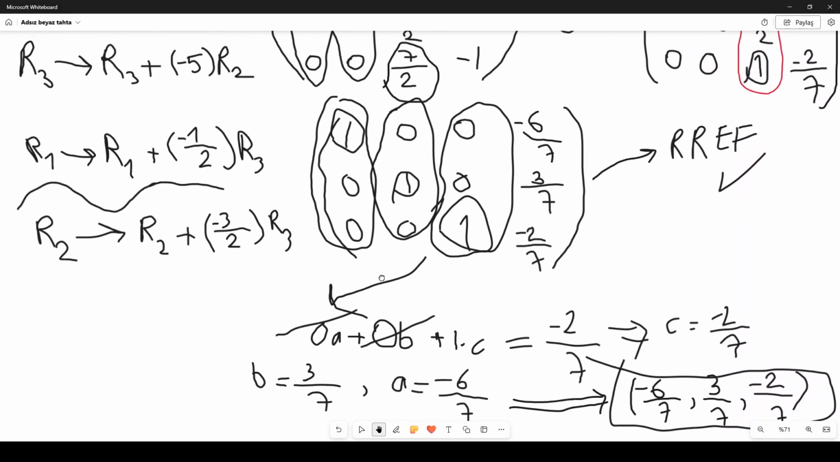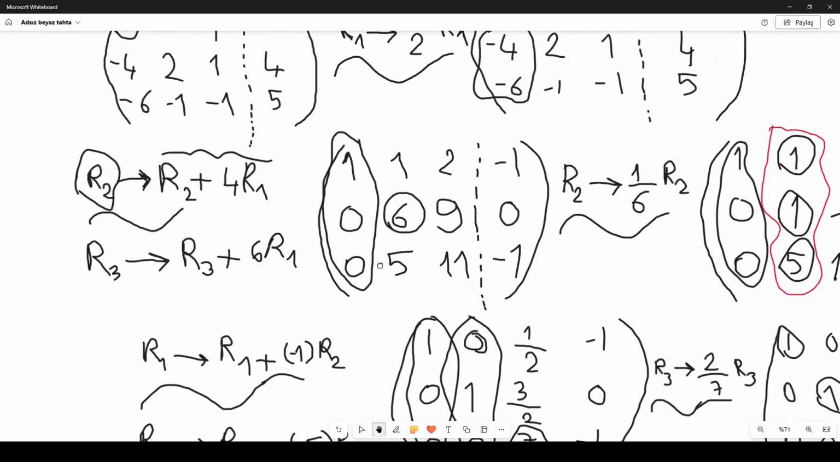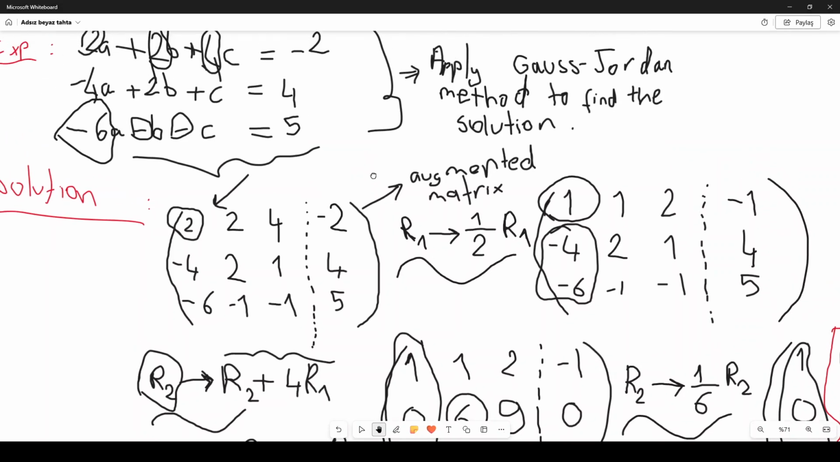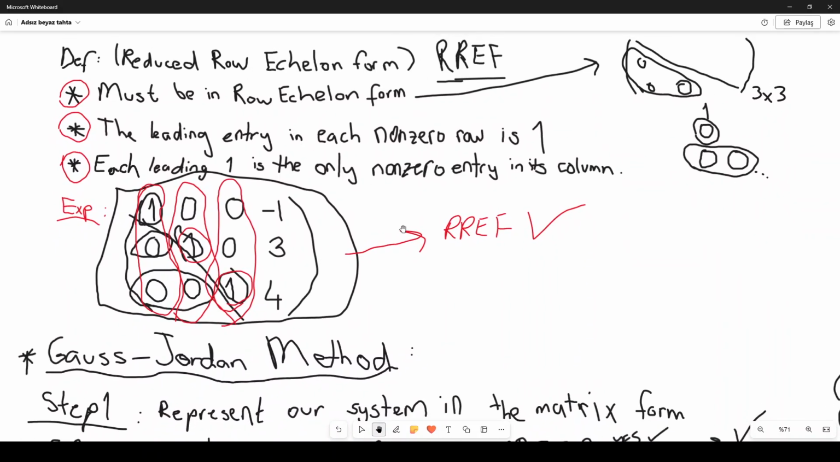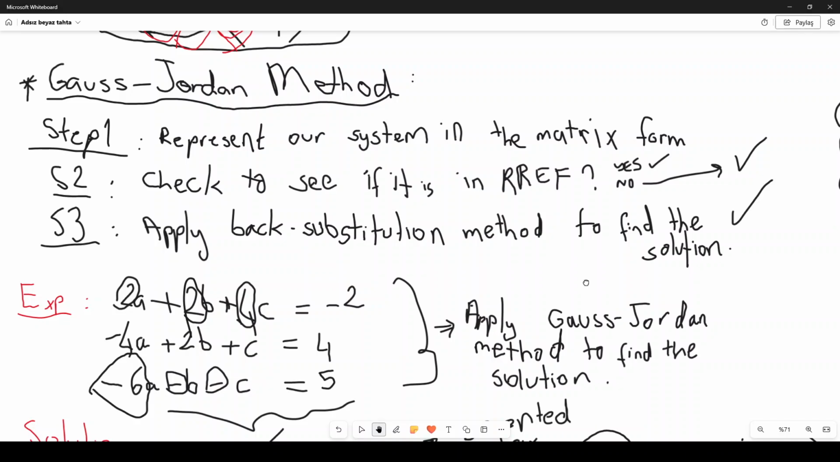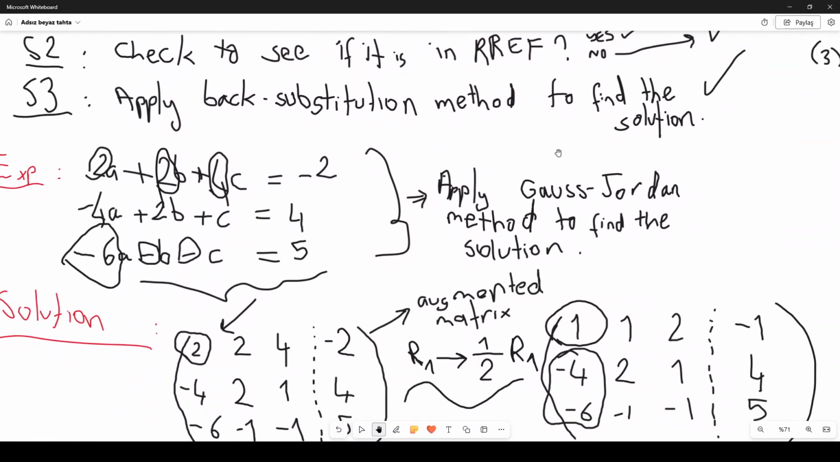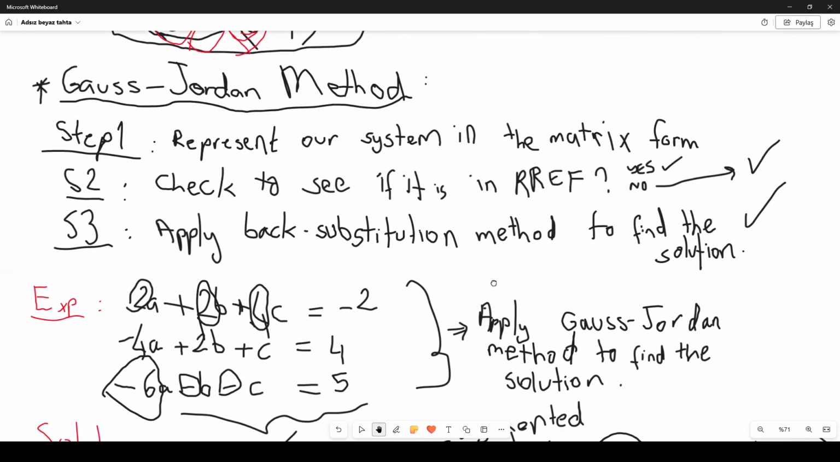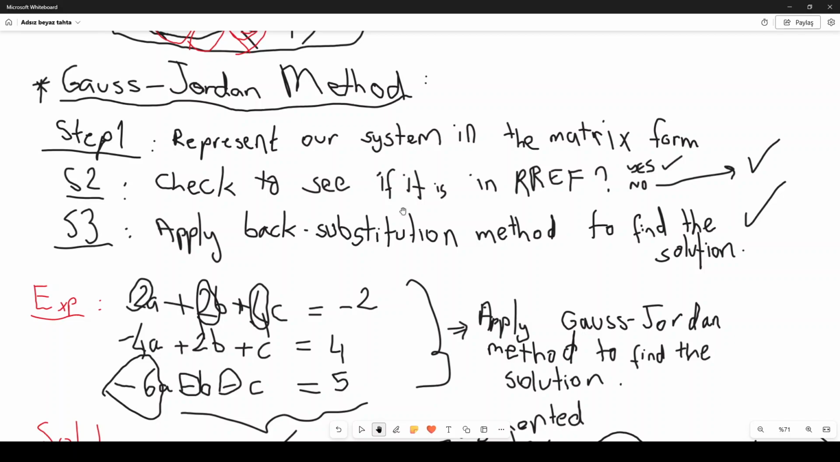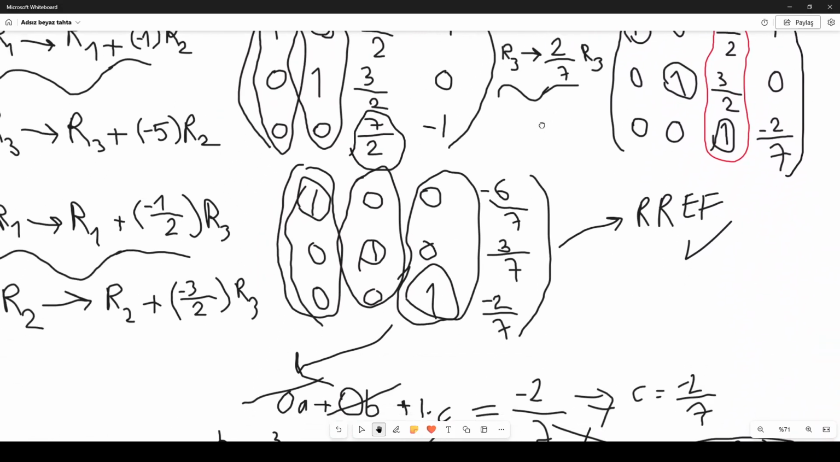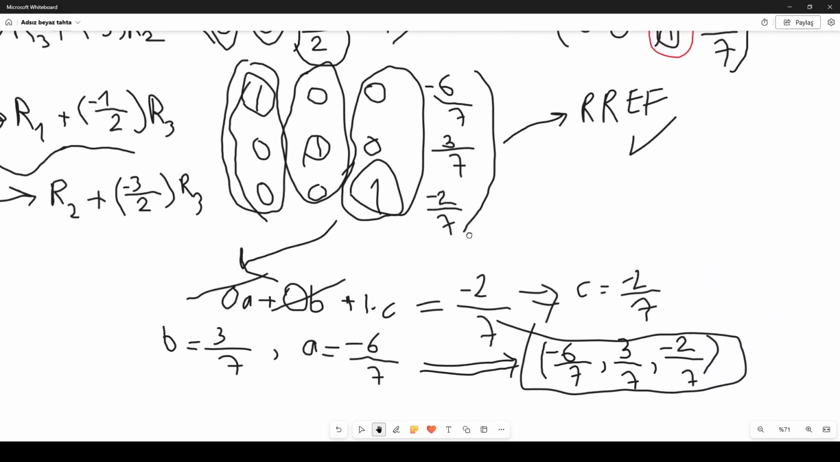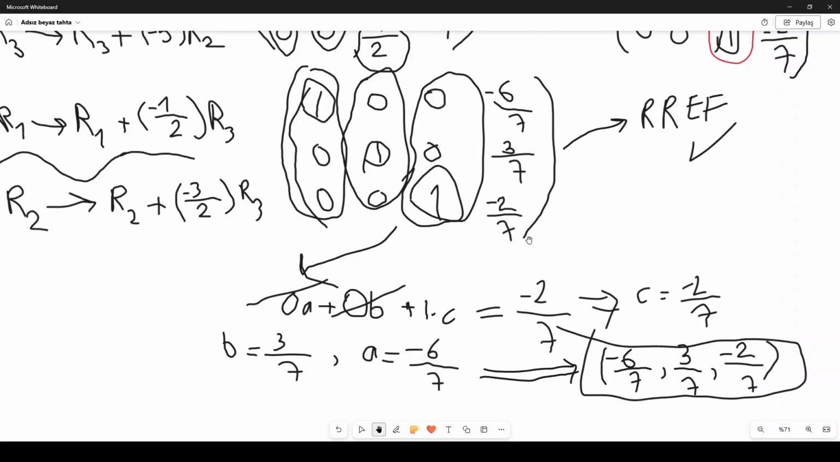Alright, so now in this lecture we learned what a reduced row echelon form is, how we can convert a matrix into reduced row echelon form if it is not in that form, and what it means to apply the Gauss-Jordan method, the steps that we need to follow. And with an example we saw how we can find the solution to a given system by just applying that technique known as the Gauss-Jordan method.